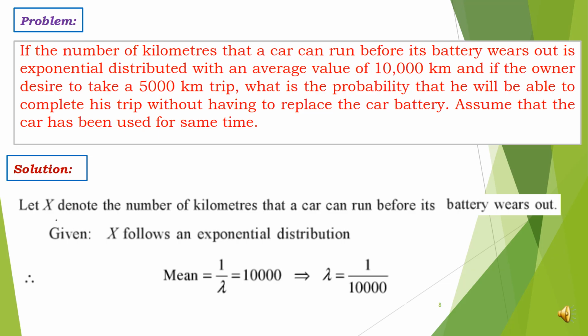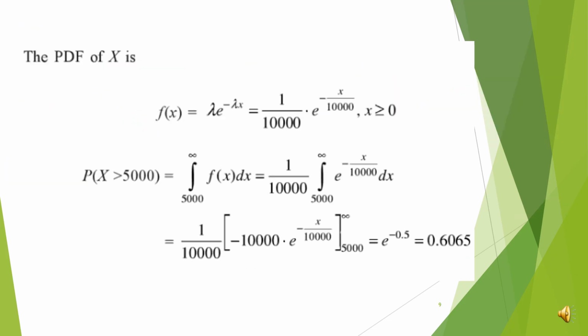So this involves the exponential survival function. We know the mean value is 1 by lambda, where the lambda value is 1 by 10,000 kilometers, and x follows an exponential distribution. So the probability density function is given by f of x equal to lambda into e power minus lambda x, which is 1 by 10,000 into e power minus x by 10,000.